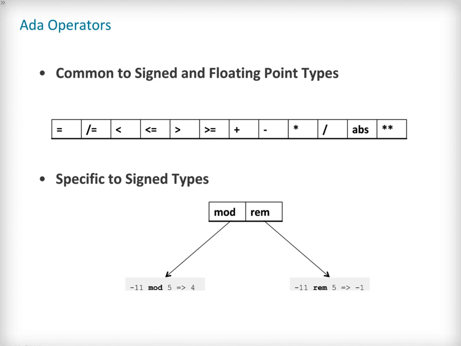Signed integer types have two additional operators, mod and rem. Both of them compute the modulus of an integer number. The difference is that when computing the modulus of a negative number, mod will look at the closest positive number, while rem will look at the closest negative number.